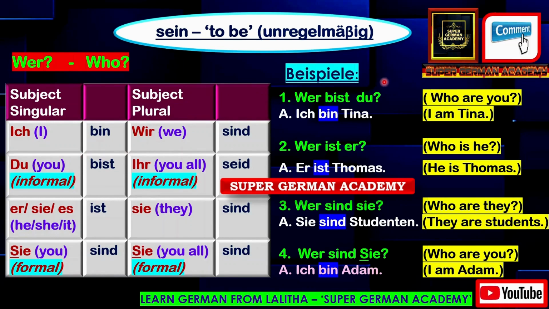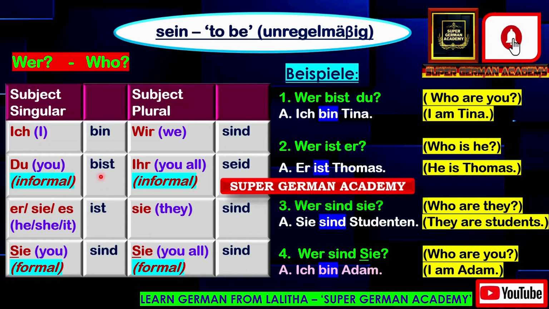Now the first question starts with wer. Wer means "who". The first question, Wer bist du, means "who are you". Wer means who and the conjugation for du is bist. If you see in the table, for du informal it is bist. So Wer bist du means "who are you".